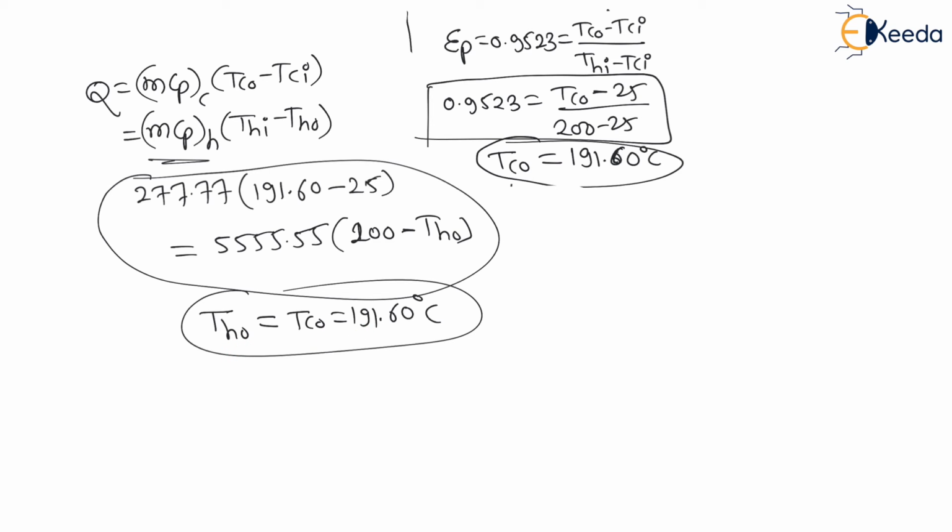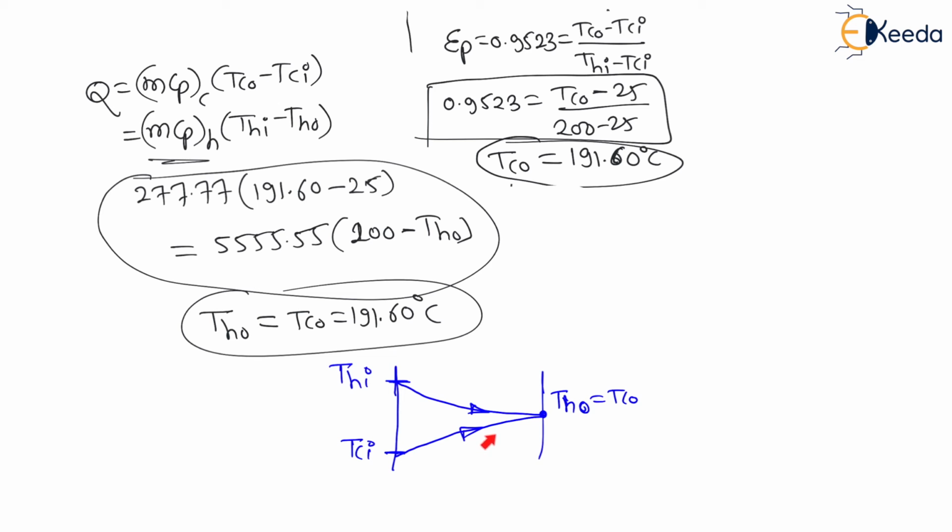Therefore, if I draw the temperature profile for a parallel flow heat exchanger, here there is THI and here there is TCI. From left to right, the hot fluid is flowing, and the hot fluid exit temperature is THO. From left to right, the cold fluid is also flowing, and the cold fluid exit temperature is also TCO, which is equal to THO. Therefore, this will be the profile.